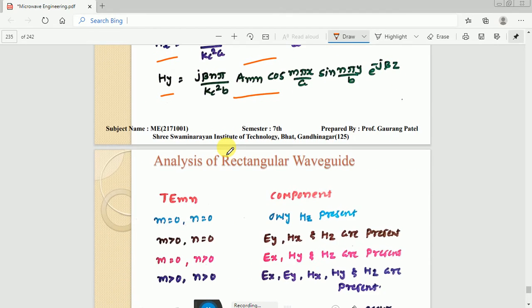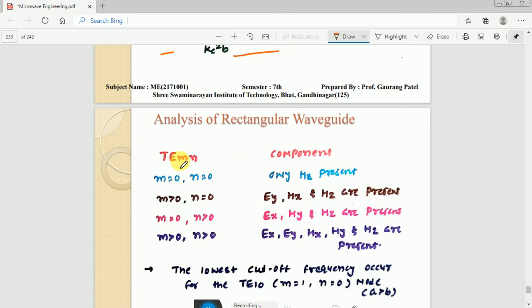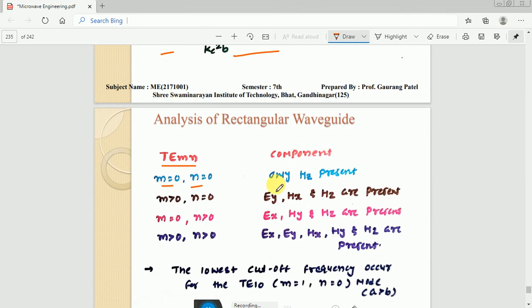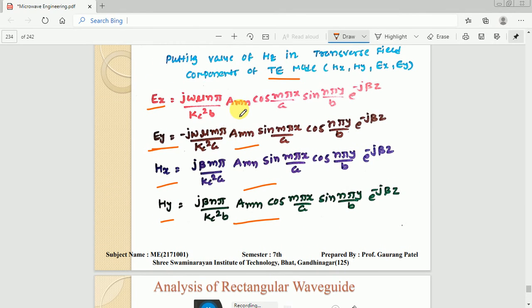Now, if we talk about the field components for the TE mode here, if you put m is equal to 0 and n is equal to 0 in the above equation, then only Sz will be present. So by considering the value of m to be 0 and the value of n to be 0 over here, all these components become 0.